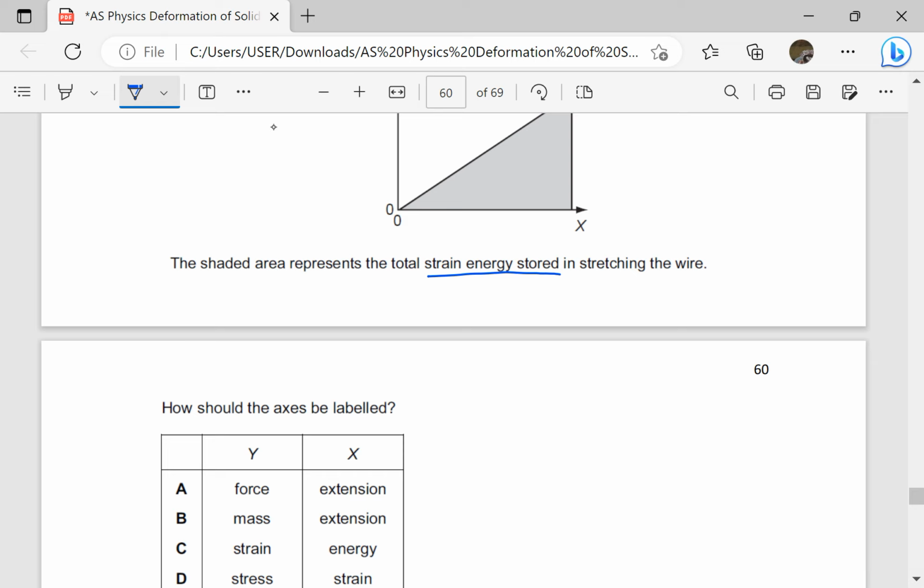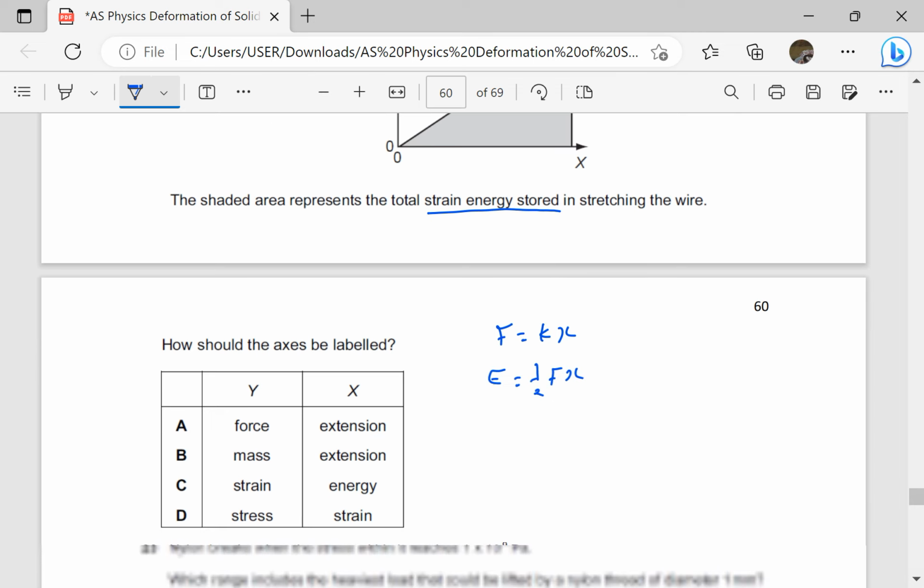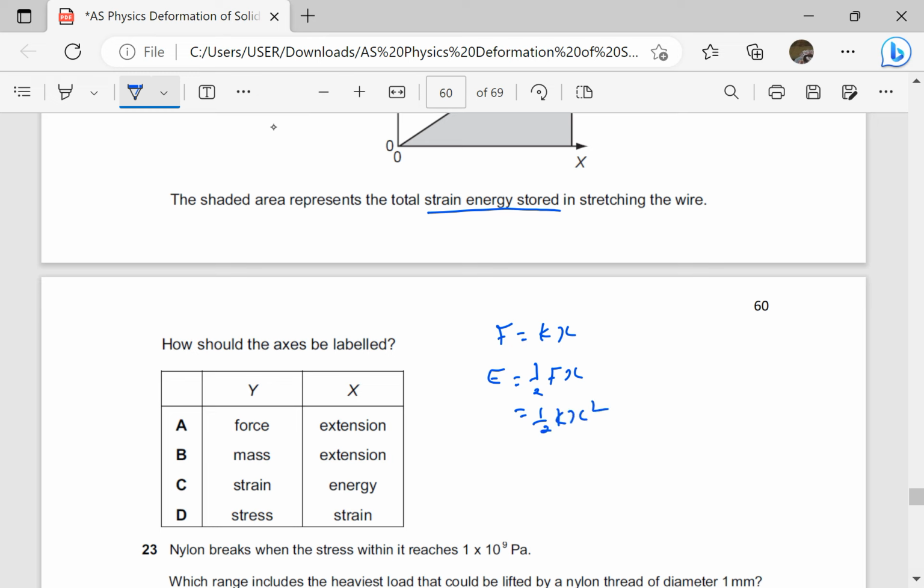This cannot be stress against strain because we know F is equal to Kx. For the wire, elastic potential energy will be a half Fx, or it can be equal to a half Kx squared, and we can't put K on the axis. So the answer is strictly going to be A, force against extension. That's how the area gives us the strain energy. It can't be stress against strain because for stress against strain, the area gives us elastic potential energy per unit volume.